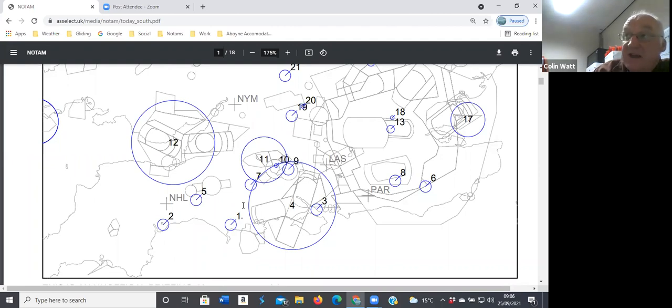And hopefully, if you are here, meet up with your instructor, do a bit of briefing, and then we'll come and find you a little bit later this morning when we think it's worth getting the gliders out and getting ready. Then we'll see you out there.